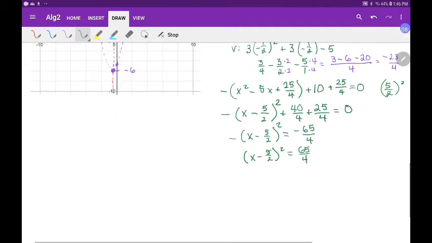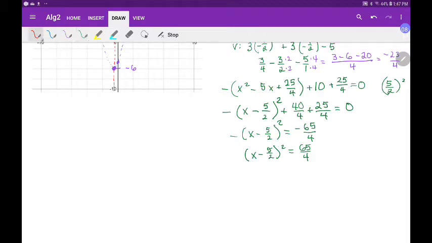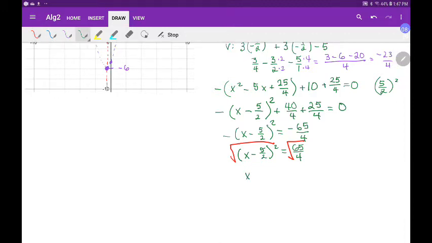Now we'll take the square root of both sides, and we're going to do a little fudging like we did before. We're going to say x minus 5 over 2. We get the radicand that comes out of the square root. And you know what the square root of 64 is? It's 8. So I'm going to say 8 over 2. And I'm going to say plus or minus 8 over 2. So that's going to be x minus 5 over 2 is equal to plus or minus 4.